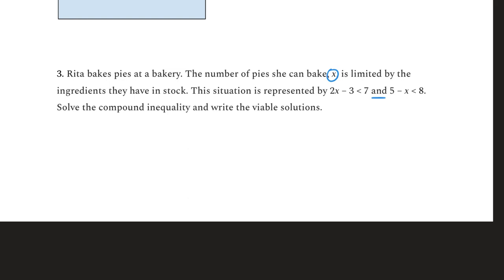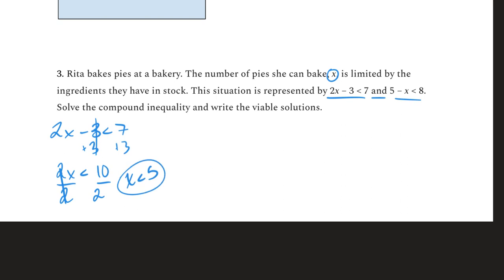Okay, so again, this is nowhere near as complicated as it sounds. To me, it looks like we have two very basic two-step inequalities. So we would solve them. So 2x minus 3 is less than 7. Okay, hopefully that's no problem for us. Right, add 3. So 2x is less than 10. And then divide out our 2. x is less than 5. Okay, so x is less than 5.